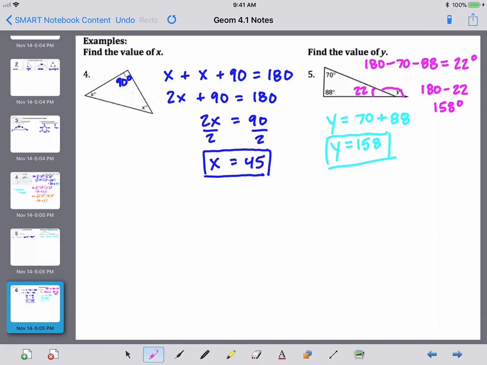Okay, so there's two ways of looking at this problem. This is a little less work, but if you don't remember that theorem, you can just use the fact that you know those three triangle angles have to add up to 180.